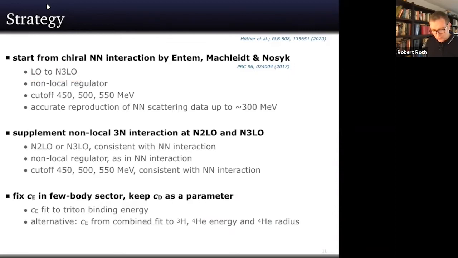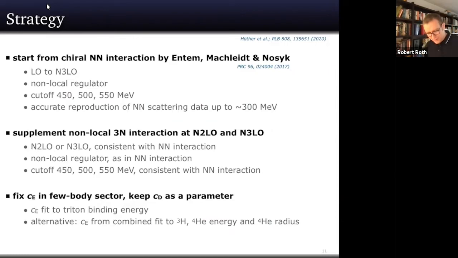I only use them up to N2LO here, with a non-local regularization scheme and different values of the cutoff, and they are all super accurate in the reproduction of two-body data. So two-body observables, deuteron properties, all the nucleon scattering data up to 300 MeV are reproduced very well by these interactions. That's essentially a compendium that encapsulates all the good two-body physics that you want to have. It's super realistic in that sense.